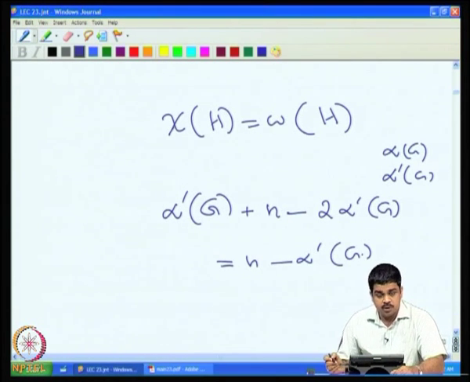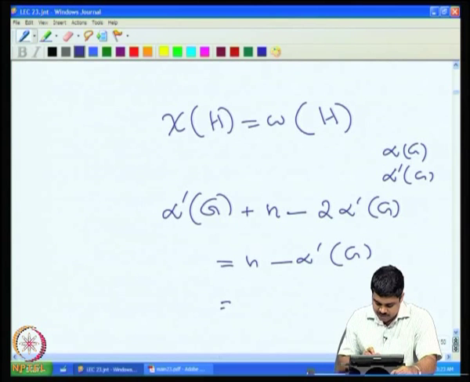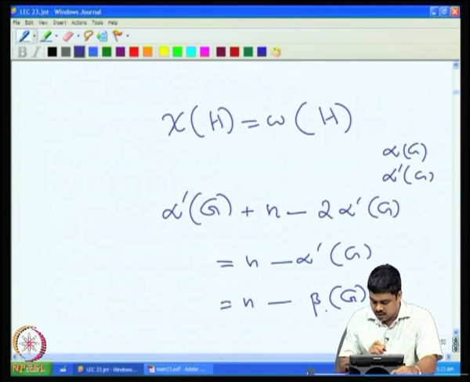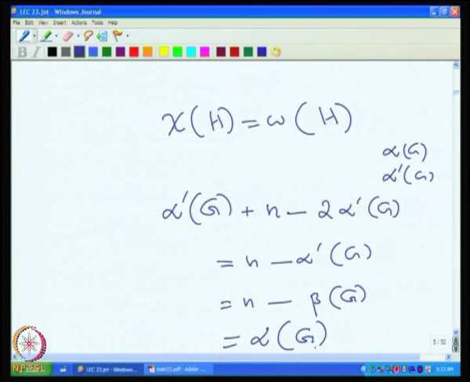How much is this? You remember the Konig theorem, where we showed that alpha dash of G is essentially the vertex cover, MVC, and n minus that, we called it beta of G, is essentially alpha of G. And alpha of G happens to be omega of its complement, because we are talking about the complement graph. So, the complement graph's omega.